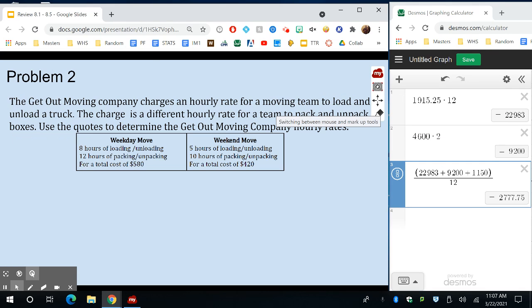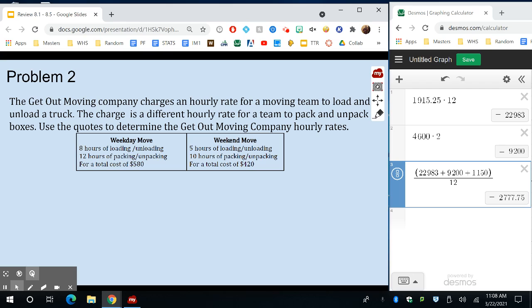Okay, now let's look at the second problem. The Get Out moving company charges an hourly rate for a moving team to load and unload a truck. The charge is a different hourly rate for a team to pack and unpack boxes. Use the quotes below to determine the Get Out moving company hourly rates. So if they move on a weekday, for 8 hours of loading and unloading and 12 hours of packing and unpacking, they charge $580.